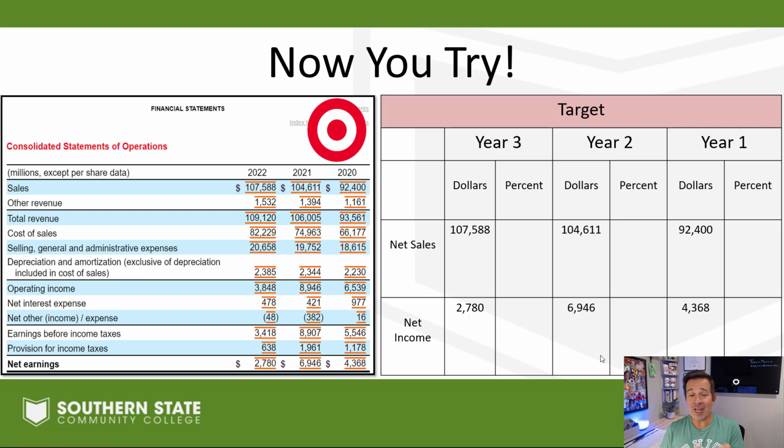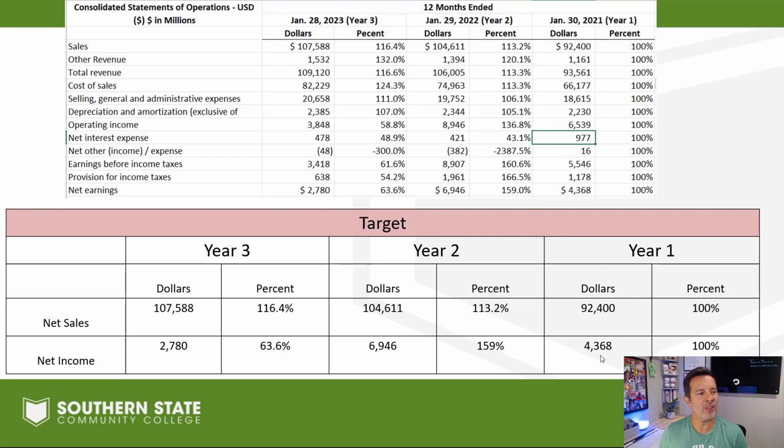All right, hopefully you've had a chance to pause and do a little math on your calculator, your 10-key, whatever you're using. Here's what we come up with when we look at Target. You can see I've already done the math in Excel right there. I've plugged it in. Whereas Walmart had revenues increasing from year 1 to year 3, I think it was 9%, look at Target. My goodness, it went up 16.4% from year 1 to year 3. Really big jump. But look at net income.